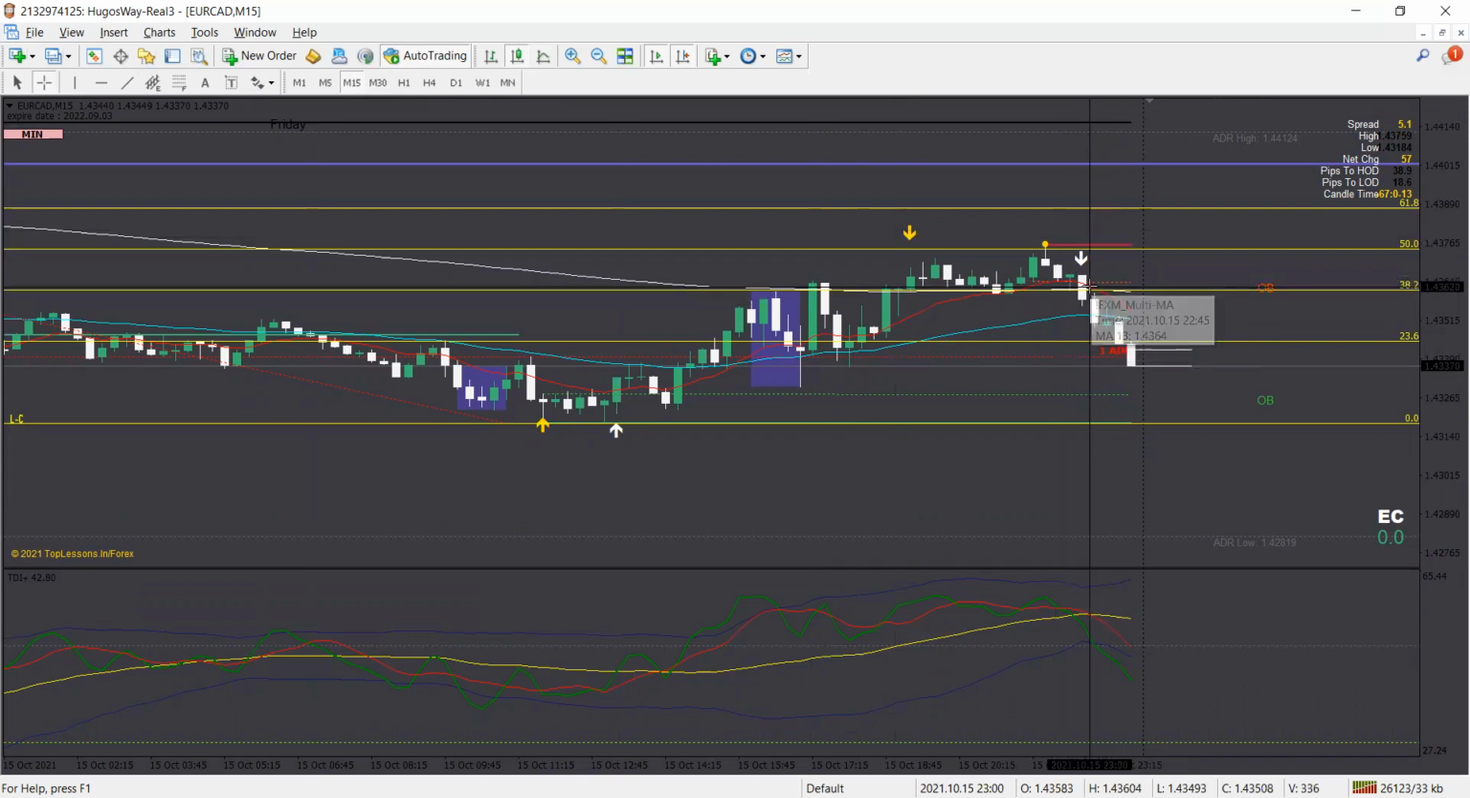But to be quite honest, this is not a trade that I would have taken this late in the day on a Friday, waiting for this thing to give me 25 pips. I just wouldn't have. I wasn't even paying attention to it. But this is a good setup, right?